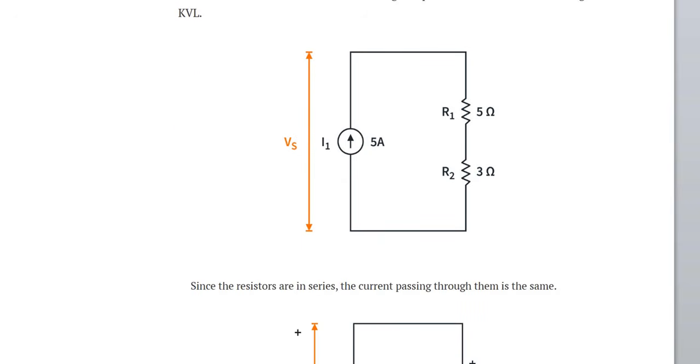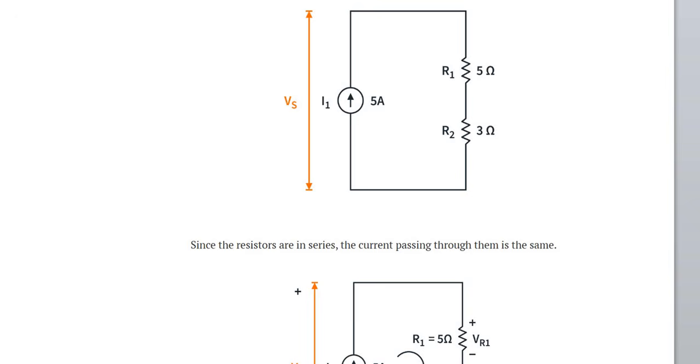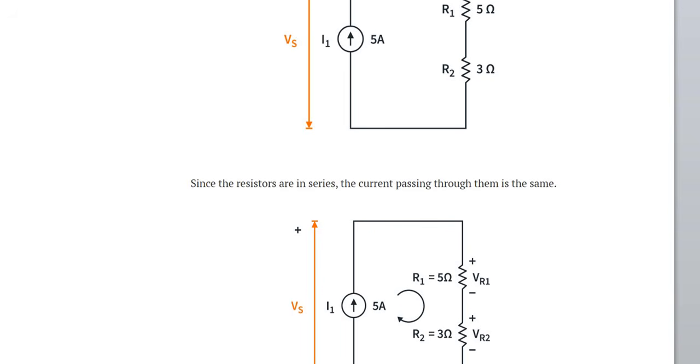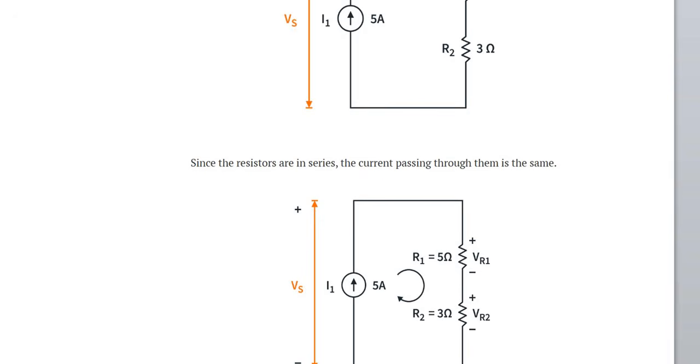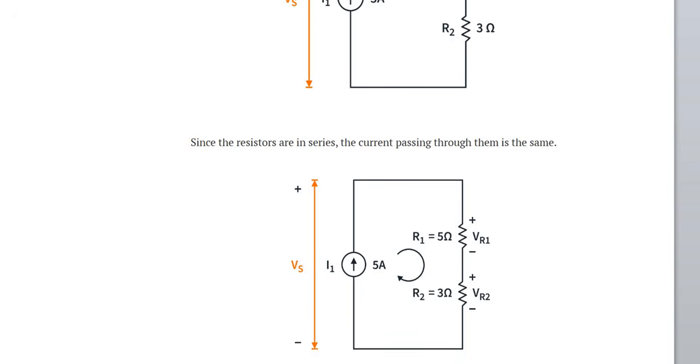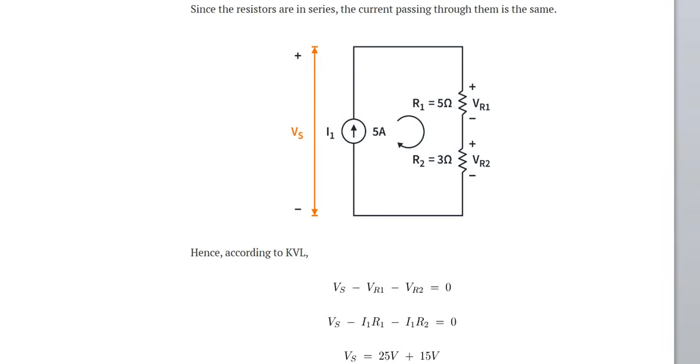Since the resistors are in series, the current passing through them is the same. That is, the same current I1 passes through R1 and R2. So the direction has been mentioned here. The voltage source potential difference, plus and minus, has been represented, and for resistor R1, VR1 is the voltage drop across the resistor R1, VR2 is the voltage drop across the resistor R2.